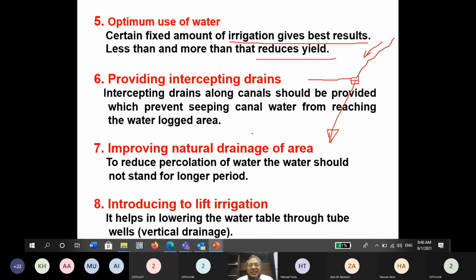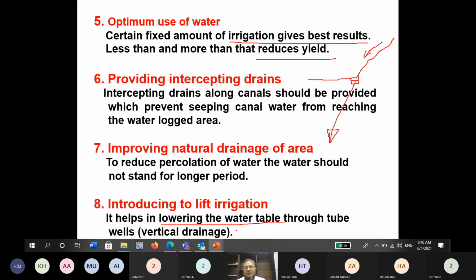Number 7, improving natural drainage of the area. So we have to reduce percolation of water, as the water should not stand over the surface. And number 8, introducing lift irrigation. It helps lower the water table once we extract water from the ground. And this is called vertical drainage.